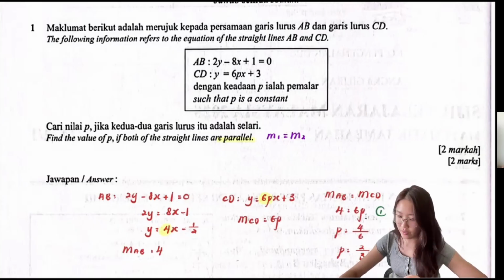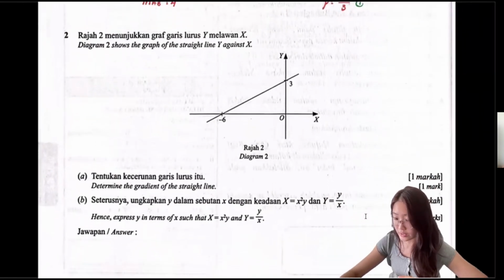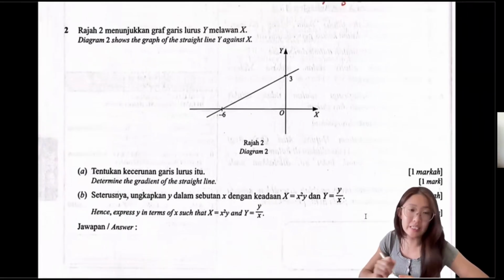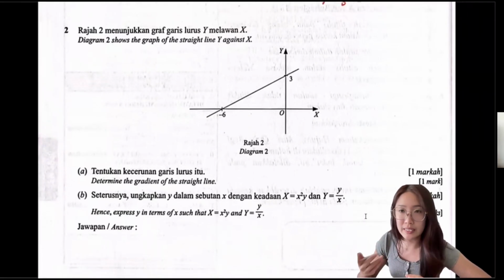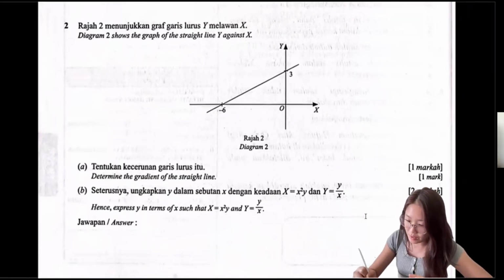Question 2. All right, question 2 here. Diagram 2 shows the graph of straight line y against x. Okay, this one is a linear law question. In paper 1, most of the time, they'll ask you to convert to linear form. And then you have to find out your gradient and your y-intercept and so on. Or maybe other instructions. Okay, so here. Determine the gradient of the straight line. Oh, this is a free mark.